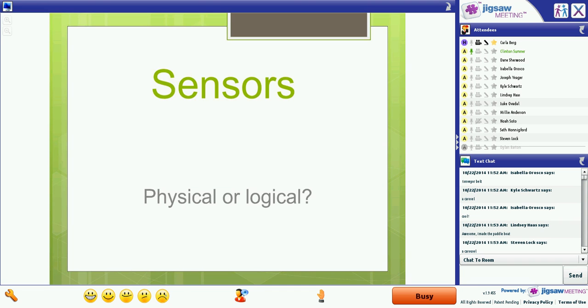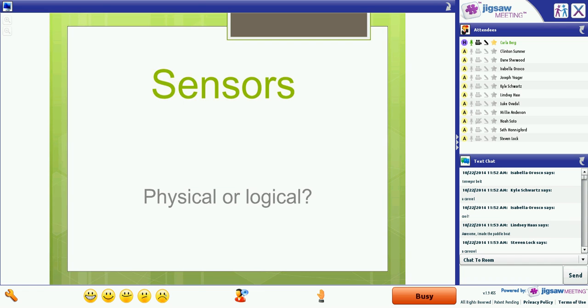A physical sensor is a sensor where you know when something happens, like if you get poked by a needle, you know you got poked. But logical sensors are ones that you think of, and you can't really feel it at all.